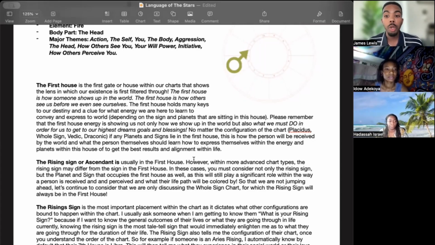But okay, so no matter the configuration of the chart, whether it's Placidus, whole sign, Vedic, Draconic, if any planets and signs lie in the first house, this is how the person will be received by the world, and what the person themselves should learn how to express themselves within the energy of, and planets within the house, for them to get the best results and alignment in life.